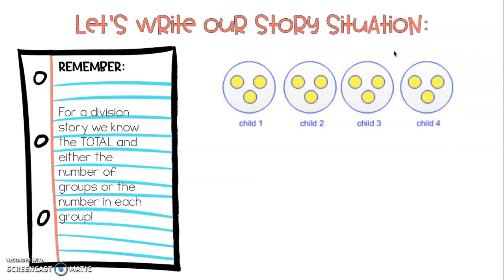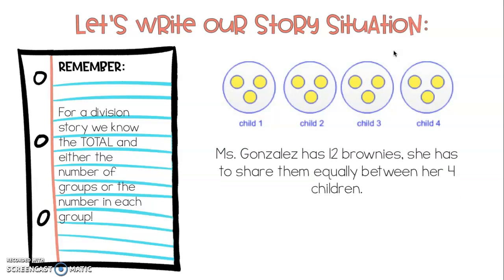So let's go ahead and write our story situation. Remember that for a division story, we know the total, and we also know either the number of groups or the number in each group. So I'm going to start my story situation by telling that I know my total and that I know either the number of groups or the number in each group. So I'm going to start by saying, I know my total.